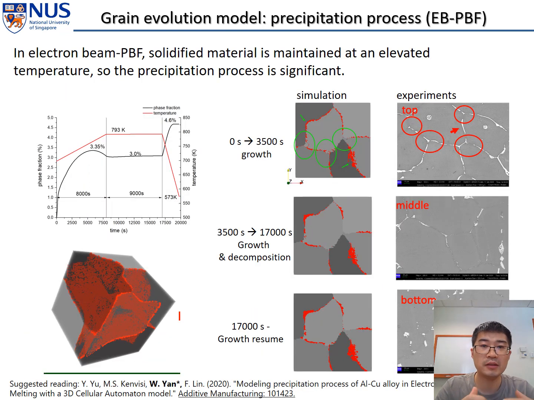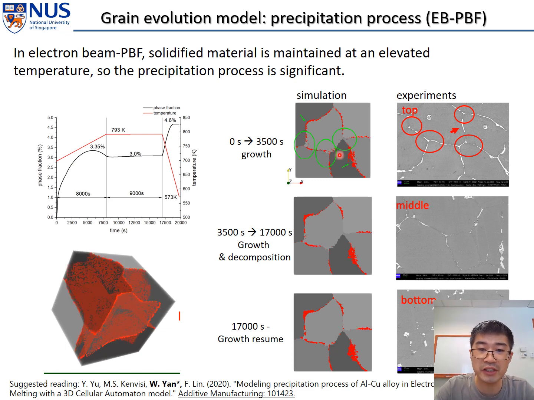And besides grain coarsening, precipitation is significant, especially in electron beam powder bed fusion, because the preheating temperature is pretty high. So this is the temperature curve measured in experiments, and we use this temperature profile as input into our model for precipitation, and you can see the precipitation process.